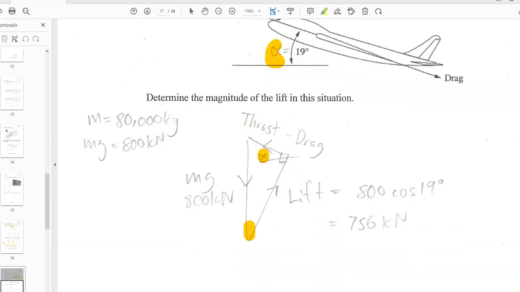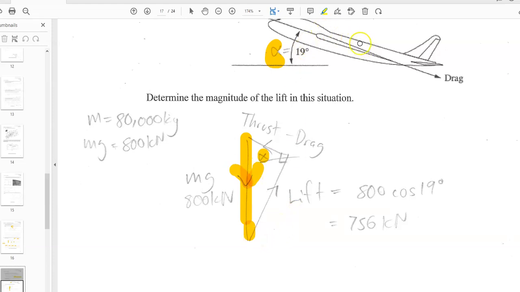Now, if I have a triangle, weight is always down. It is the definition of down. The way that things fall when you drop them is down, right? It's also the definition of vertical, right? So I always start with a vertical line down. I start with that. That's the weight.